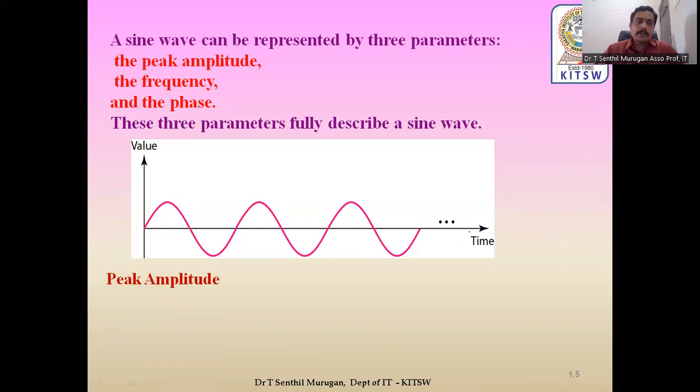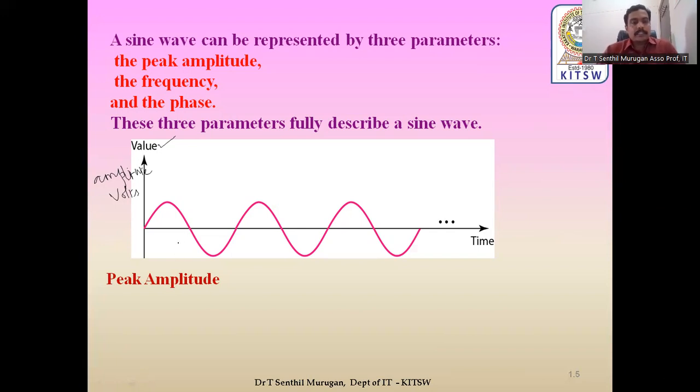What is the peak amplitude? This vertical axis is used for representing the sine wave. This vertical axis represents the amplitude. Amplitude is normally represented in volts. So in signals, amplitude may be represented as volts.